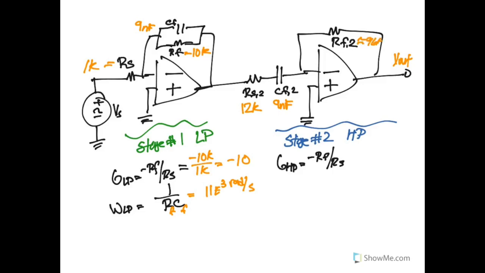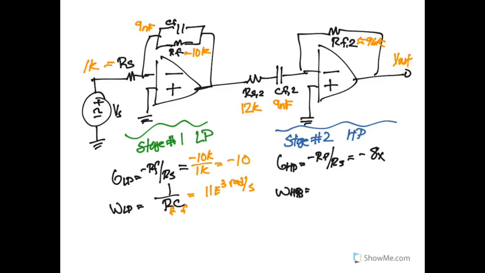And you ask, where do you get these crazy values? The book gives you these crazy values so that all the math works out nice and easy. So 96 divided by 12 is going to be 8, and so this will have a negative 8 gain once it's done. And for our corner frequency, this is going to be our high pass filter.